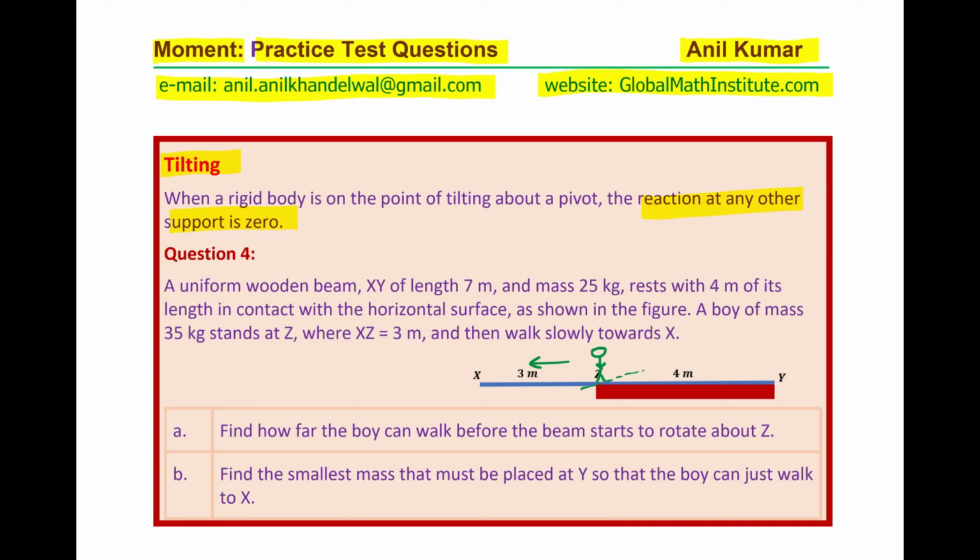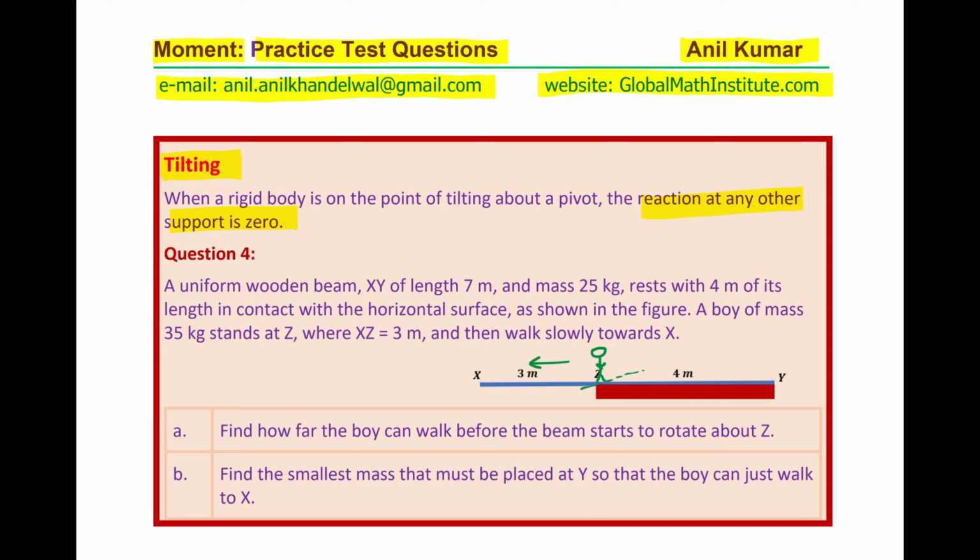That's what we mean when we say the reaction at any other support is zero. You get the idea of tilting, correct? Keep that in mind and then answer this question. Part B is: find the smallest mass that must be placed at Y so that the boy can just walk to X. So it has two parts. I'd like you to pause the video and answer the question.